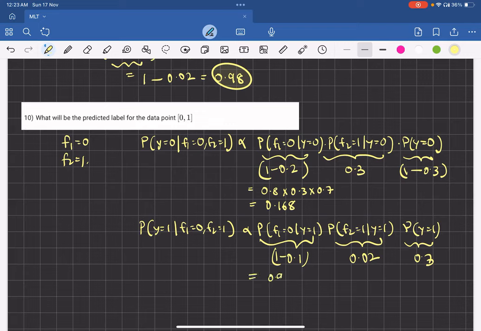So we have 0.9 multiplied by 0.02 multiplied by 0.3. So what would that give us? 0.9 multiplied by 0.02 multiplied by 0.3 would be 0.0054. Okay. Now definitely this one is larger, right? So we can say that the label which is assigned to this point is y equal to 0.